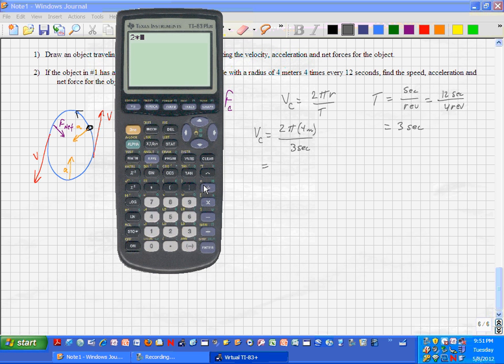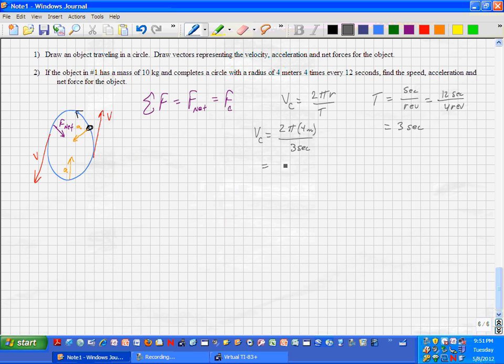times 4 divided by 3. That's 8.38 meters per second. 8.38 meters per second.